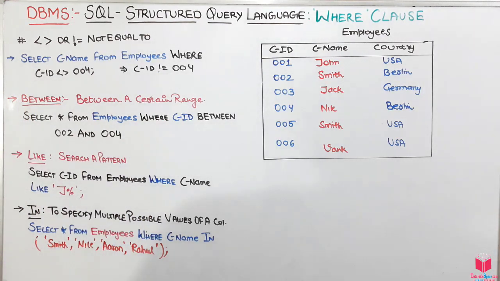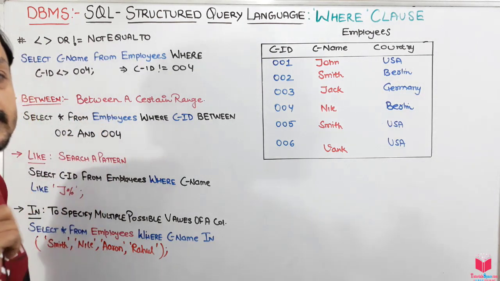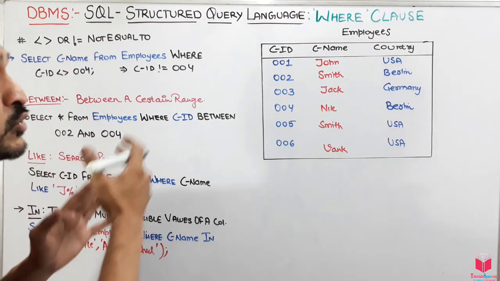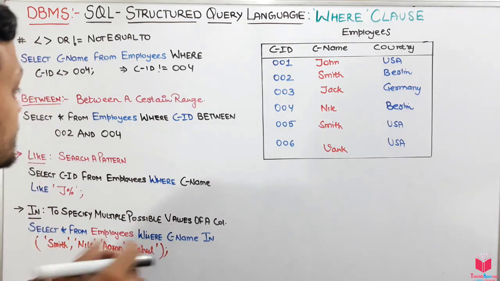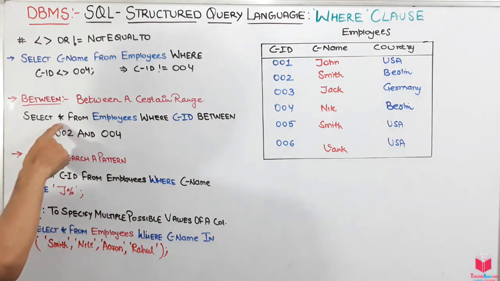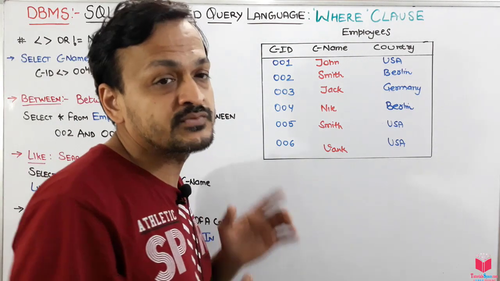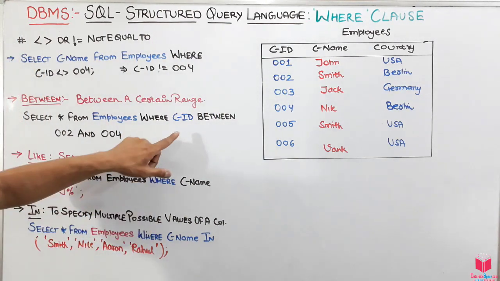Next is between. So how can we use between, and what exactly does it mean? It means between a certain range. In this we give a certain range, from this to this. If the condition matches, then it gives us that output. Let's see how. SELECT * FROM employees. Here we are using star. Star will give us all the attributes from the table employees, where we give the condition like CID.